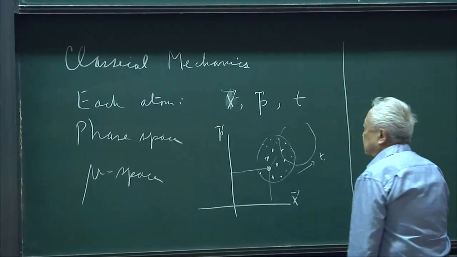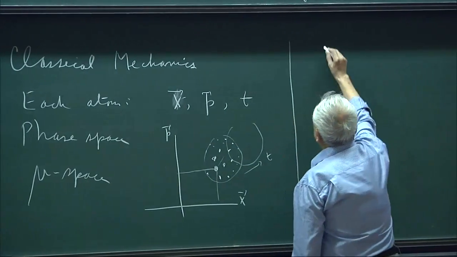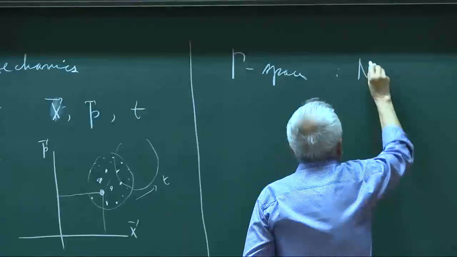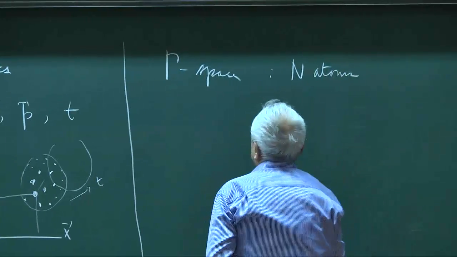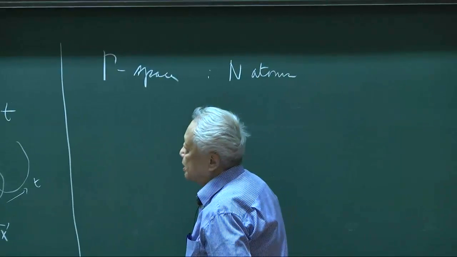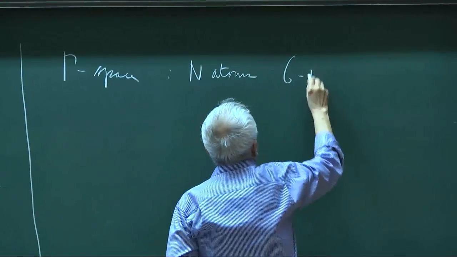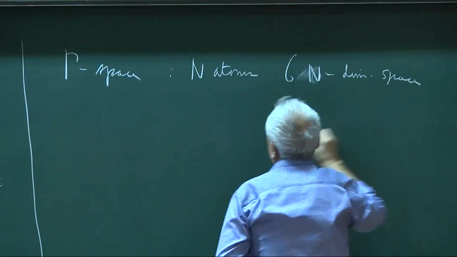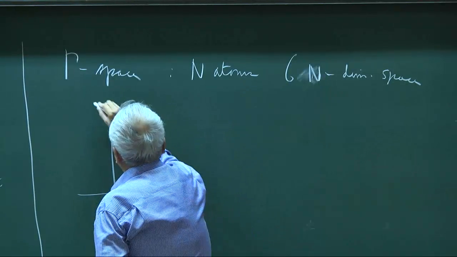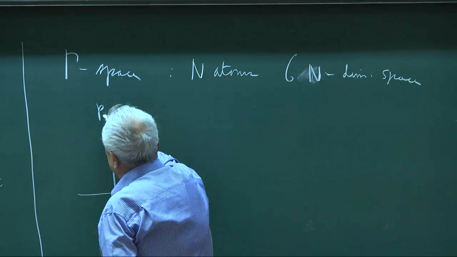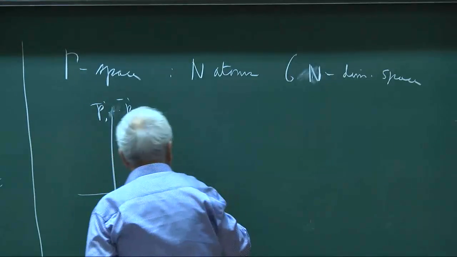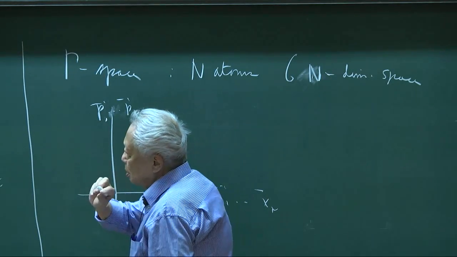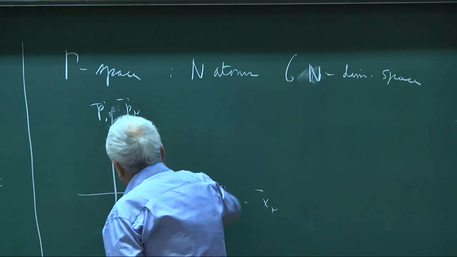There's another point of view which is more abstract and more general, which we'll come to later. It's called gamma space. Gamma space is the phase space of n atoms. Since each atom has 6 degrees of freedom, it's a 6n-dimensional space. This p is really p1 up to pn, and this is really x1 up to xn. It's 6n dimensional, and this whole 10 to the 23rd atoms is represented by 1 point.